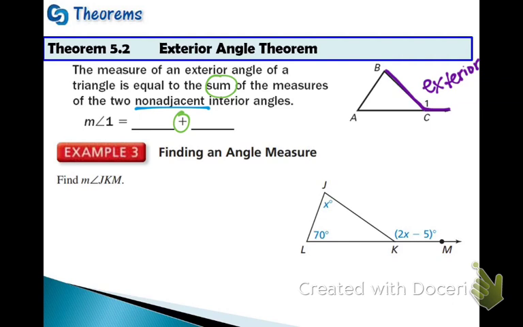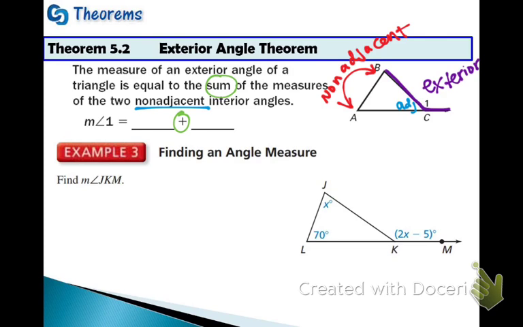So to know what's non-adjacent, you need to know what is adjacent. What angle is adjacent to angle 1? Angle A, angle B, or angle C? Angle C. This one is adjacent. So the two that are non-adjacent would be A and B. So go ahead and mark them. These are non-adjacent. Because what does adjacent mean? They share a wall. So A and B don't share a wall with the outer angle.